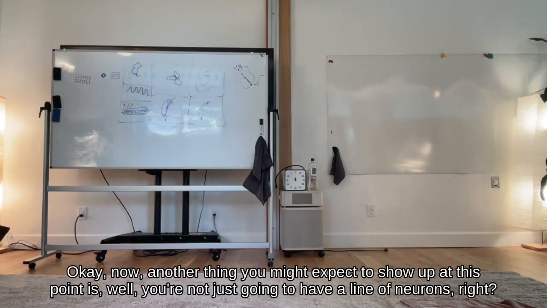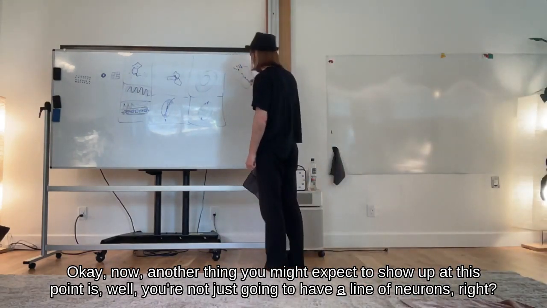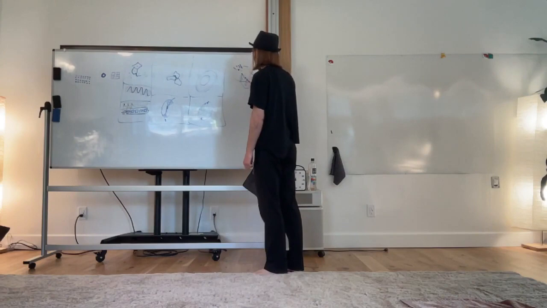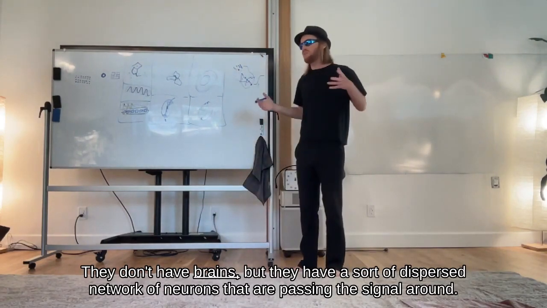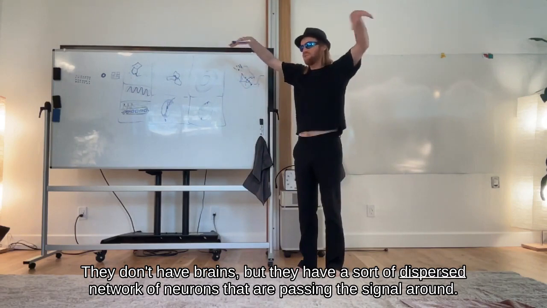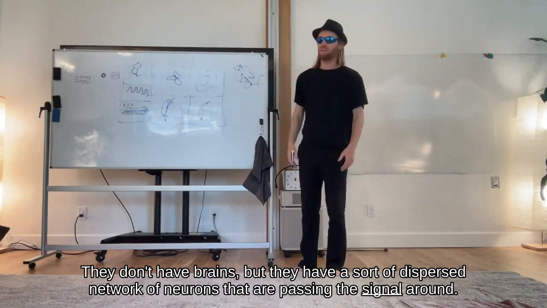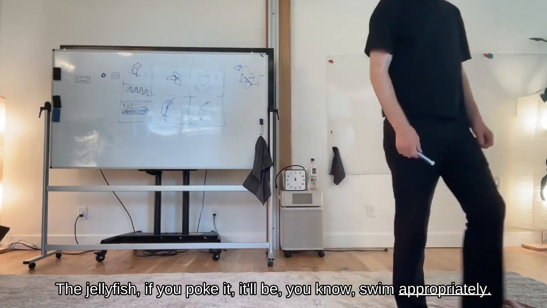Now another thing you might expect to show up at this point is, you're not just going to have a line of neurons, right? Possibly you're going to start to have a whole web of these things spreading throughout the organism. And that is what we see in things like jellyfish. They don't have brains, but they have a sort of dispersed network of neurons that are passing a signal around the jellyfish. So if you poke it, it'll swim appropriately.